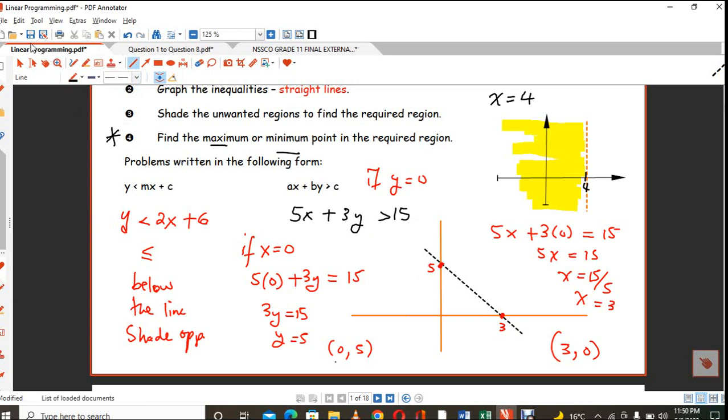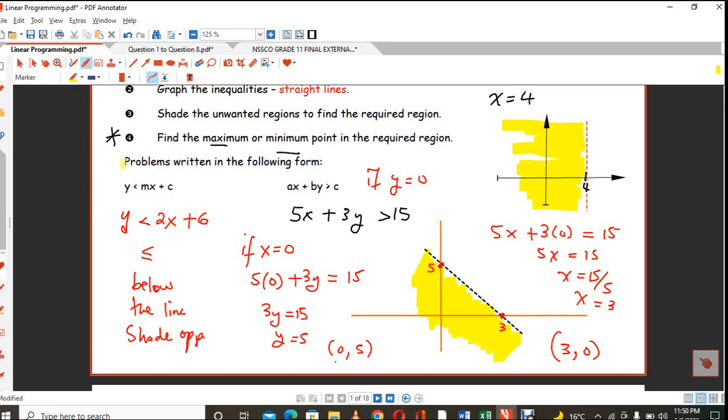Now, how do you shade this? So the shading then appears. We say 5x plus 3y greater than. Greater means the truth is above. So we then shade what is below. Below is the part that we are going to reject, and the truth is above the line. So that is how that particular one will be done.